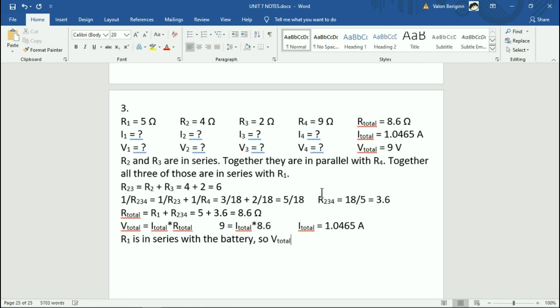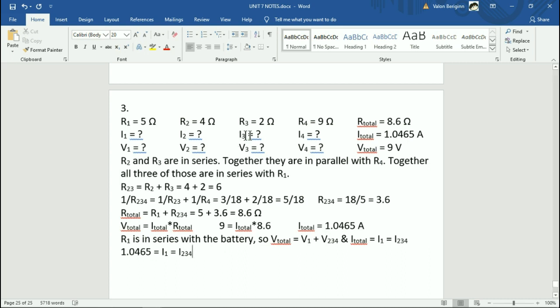So V total equals V1 plus V234, and I total equals I1 equals I234. Now we know that the equals we can definitely take advantage of. So I total is 1.0465. That must equal I1, which also equals I234.